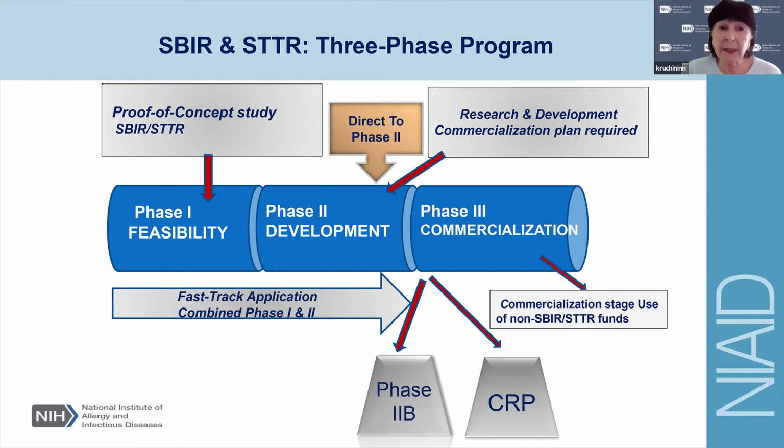The program has 3 phases. Phase 1 is proof of principle. Only awarded phase 1 applicants can apply to phase 2, research and development, and phase 3 is the non-SBIR-money step of commercialization. Besides this, we have a few different types of grant mechanisms, and I'm going to talk about them in the next slides. For example, fast track, direct to phase 2B, direct to phase 2, and the Commercialization Readiness Program, CRP.